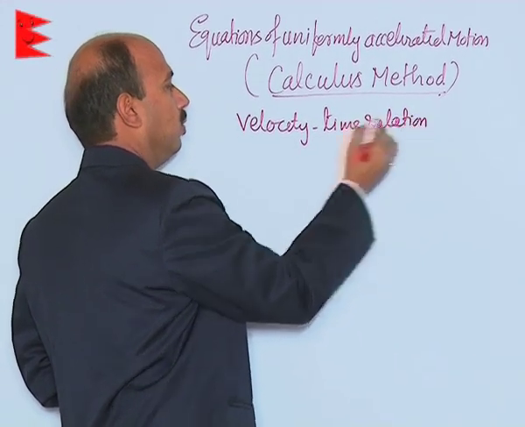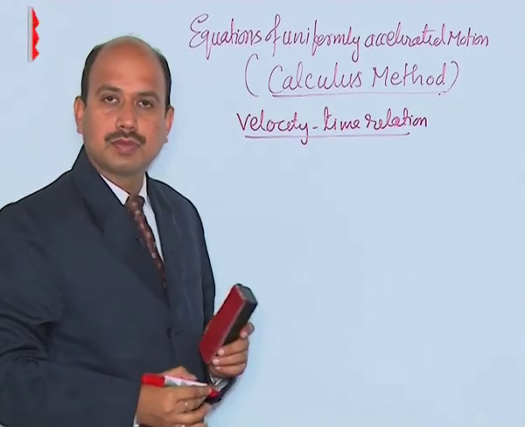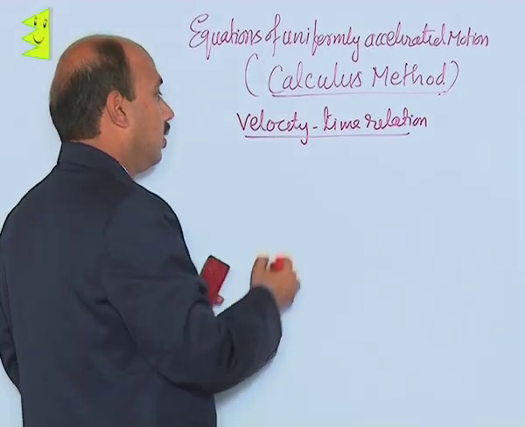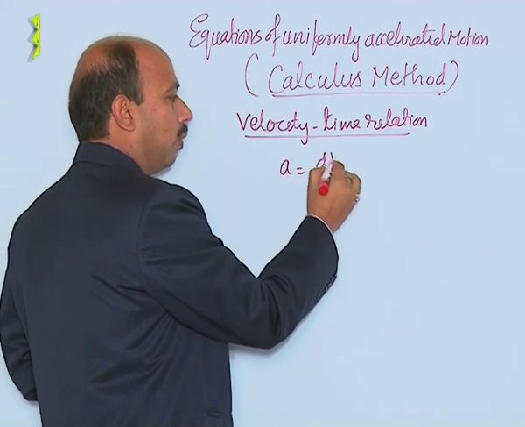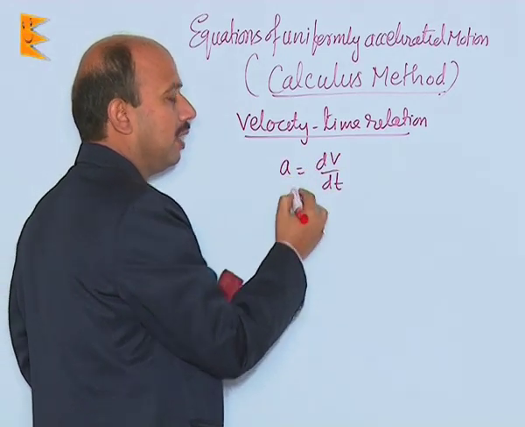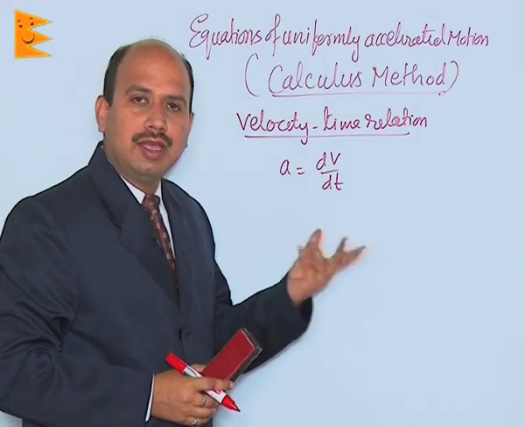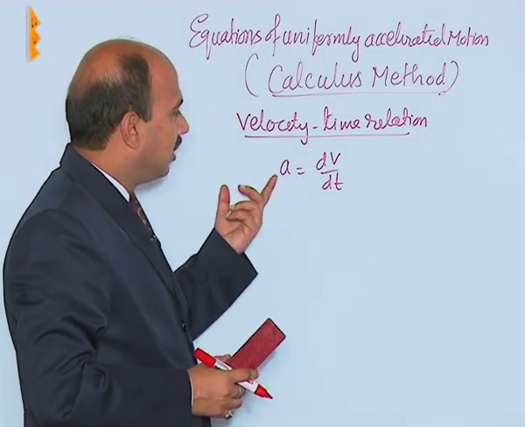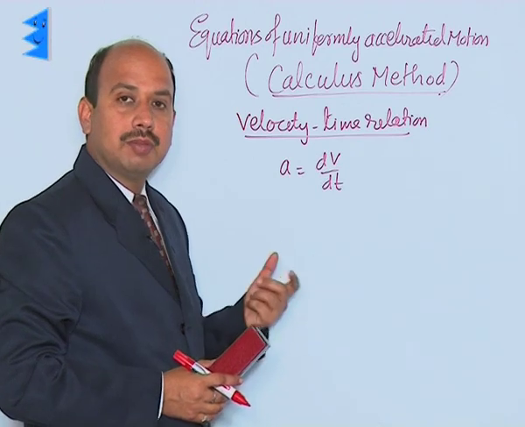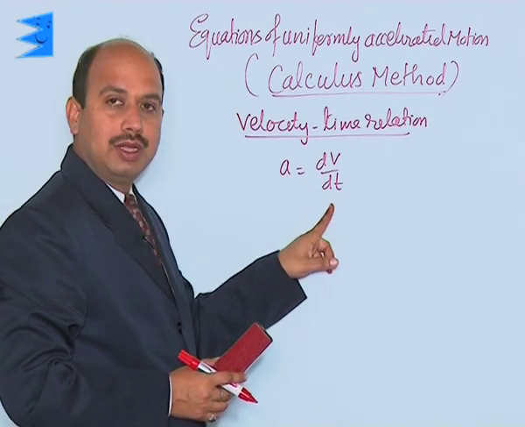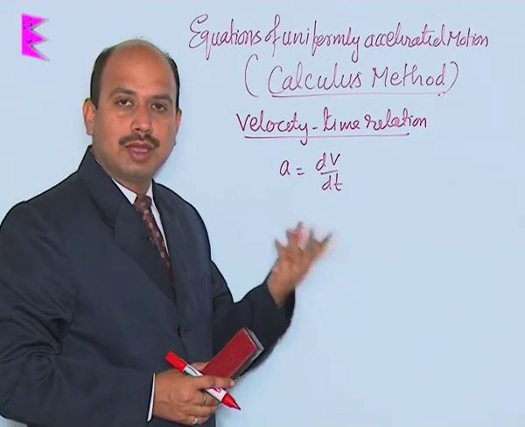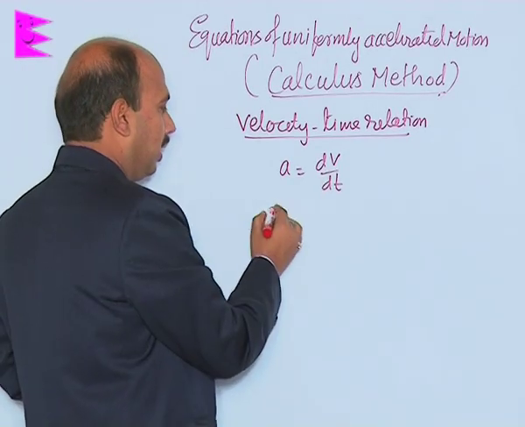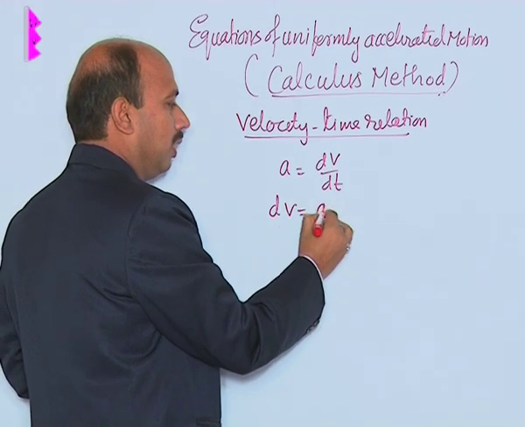See here, in the velocity-time relation, you know that acceleration a is equal to dv upon dt. What type of acceleration is this? That is an instantaneous acceleration. So, the instantaneous acceleration at any instant is given by dv upon dt, whereas dv is a small change in velocity and dt is a small time interval. So, we can write dv is equal to a dt.